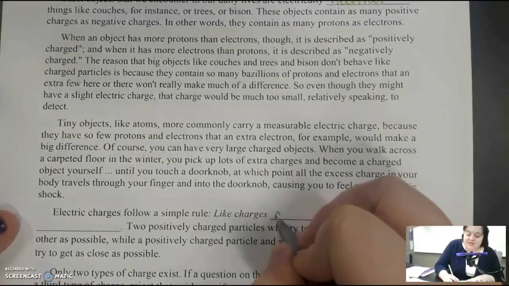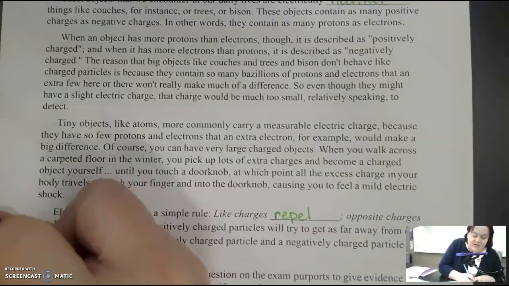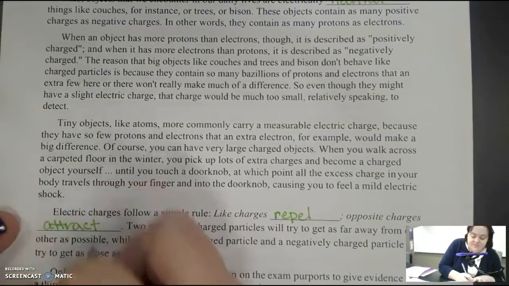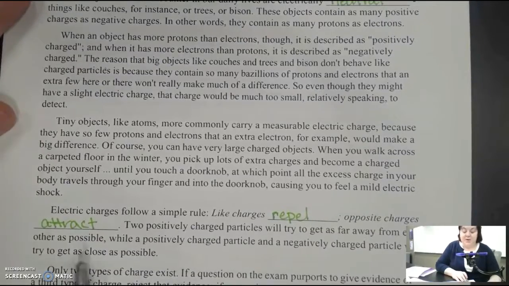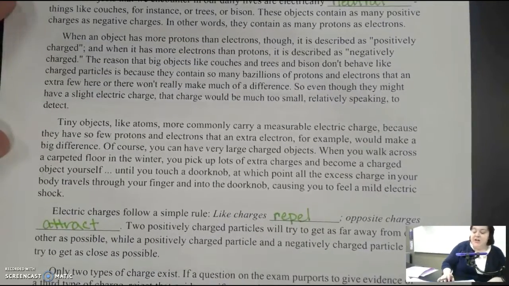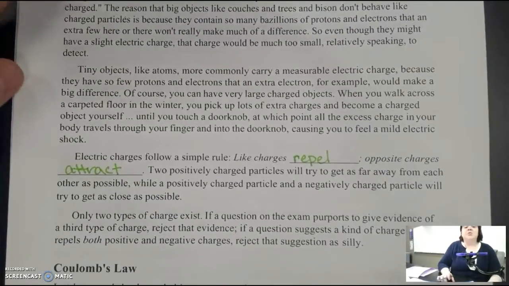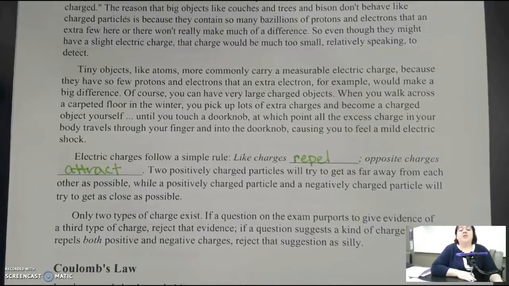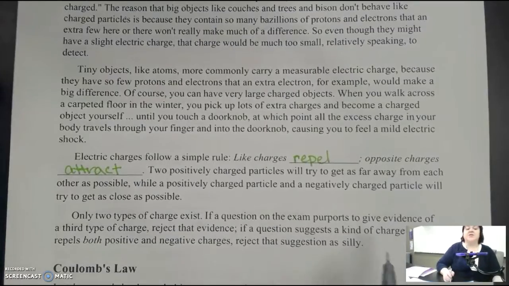Electric charges follow a simple rule. Like charges repel, opposite charges attract. Two positively charged particles will try to get as far away from each other as possible, while a positively charged and a negatively charged particle will try to get as close as possible. Only two types of charge exist. If a question on the exam purports to give evidence of a third type of charge, reject that evidence. If a question suggests a type of charge that repels both positive and negative charges, reject that suggestion as silly.